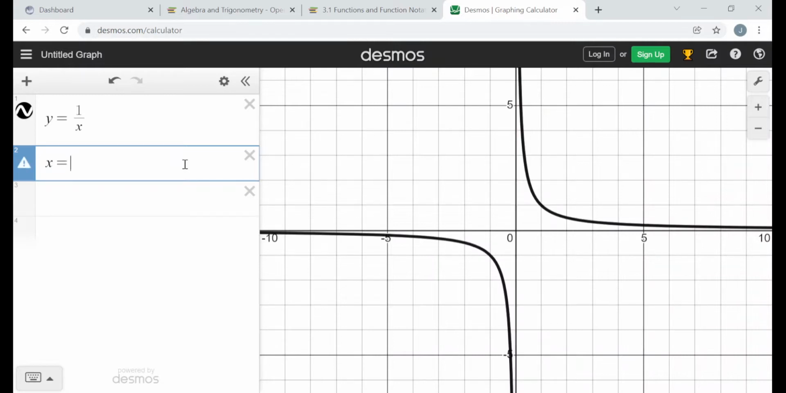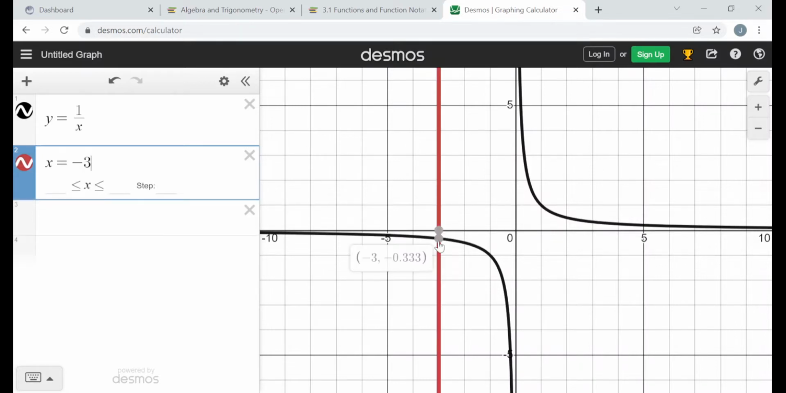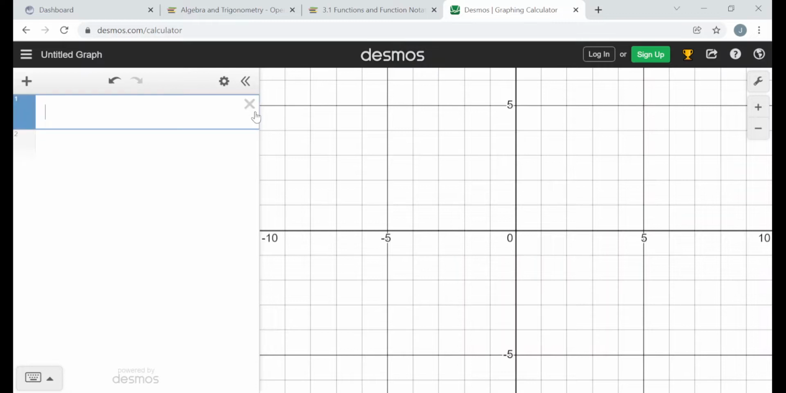Y is not a function of x. Here's x equals negative 3. It hits the graph here and nowhere else. And I can keep going with this, and you can see any vertical line is going to hit this graph at most once. So we do have a function. Y is a function of x. Excellent.